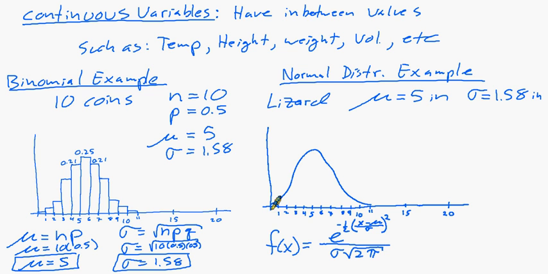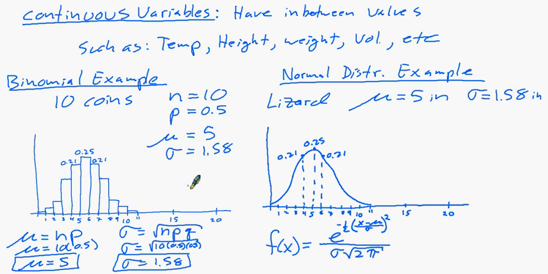Once we have this, though, we can get any probability for any value we want. And so we can plug in 5. And guess what we get? 0.25. We could plug in 6. Guess what we get? 0.21. We could plug in 4. We get 0.21. Right? It matches almost exactly with the binomial distribution.